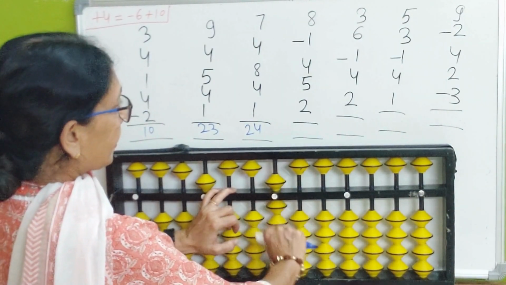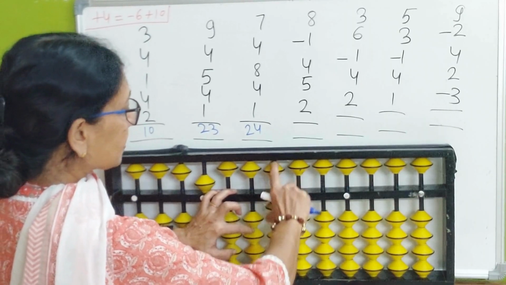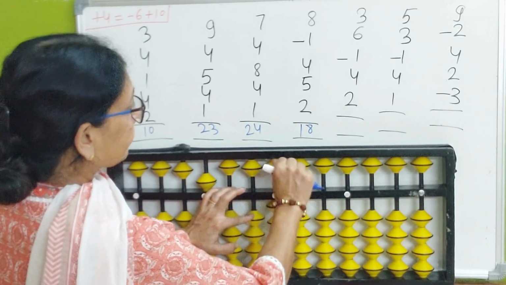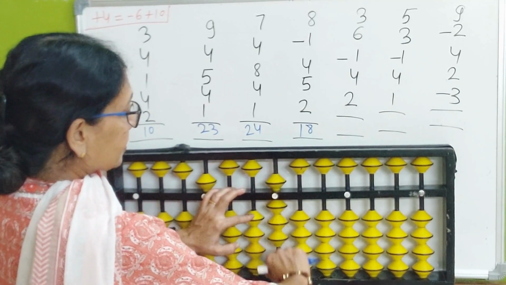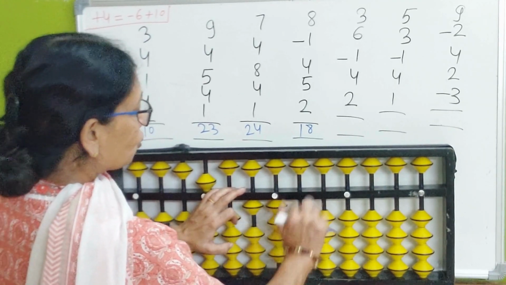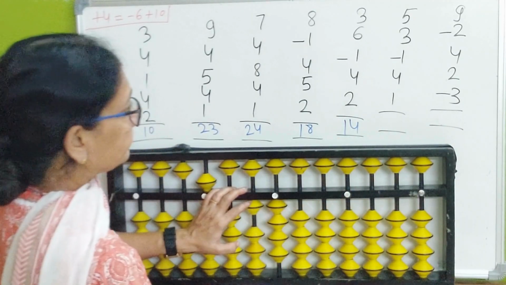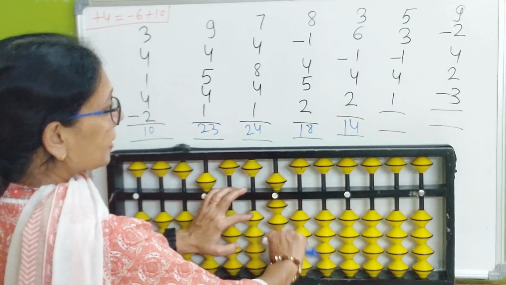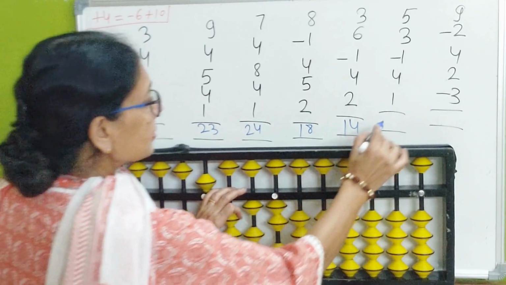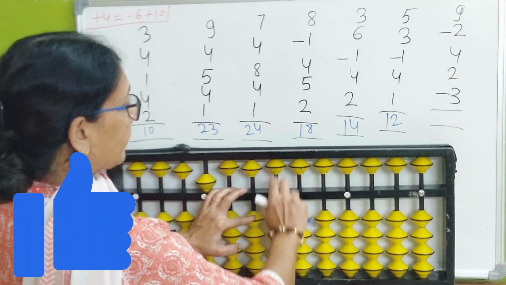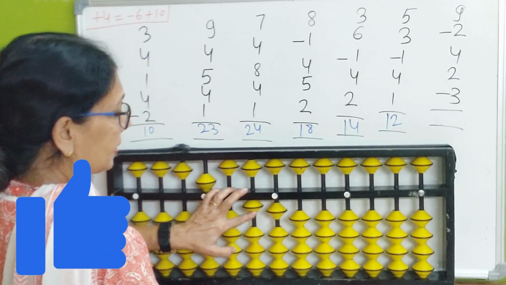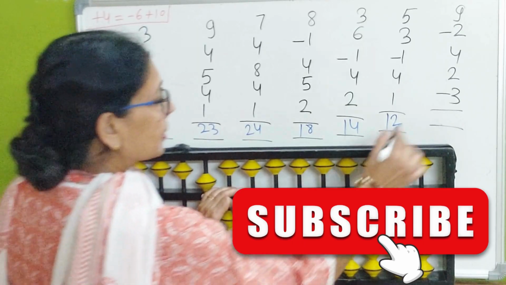Next question. 8, less 1, add 4, less 6, add 10. 5, add 2. So this is 18. Now 3, 6, less 1, add 4, less 6, add 10. 2. It's 14. Next 5, 3, less 1, add 4, less 6, add 10, 1, so 12. 9, less 2, add 4, less 6, add 10, 2, less 3.